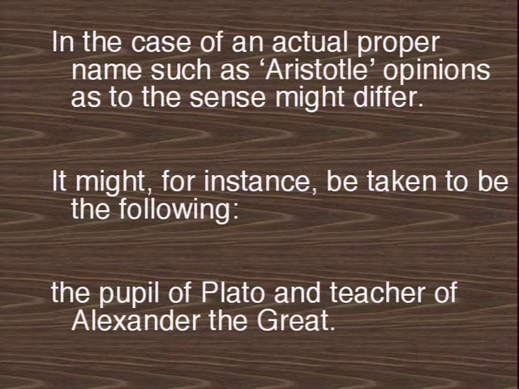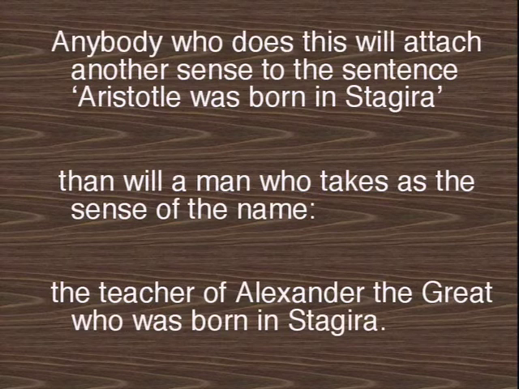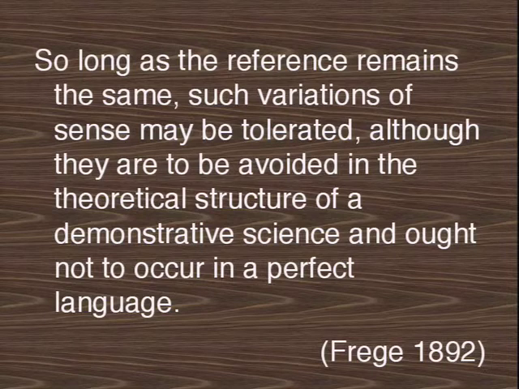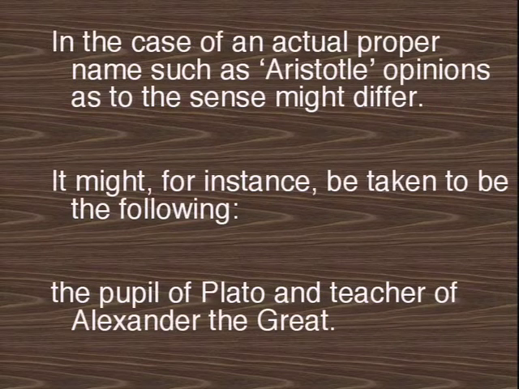Or with Aristotle, you might say it's the pupil of Plato and the teacher of Alexander the Great. But someone else might say, no, the description I associate with Aristotle is the teacher of Alexander the Great who was born in Stagira. So you just take it as definitional of who Aristotle is, that he was born in Stagira. Whereas I know that he was a pupil of Plato and the teacher of Alexander the Great, but I have no idea where he was born. I didn't know that about Stagira.